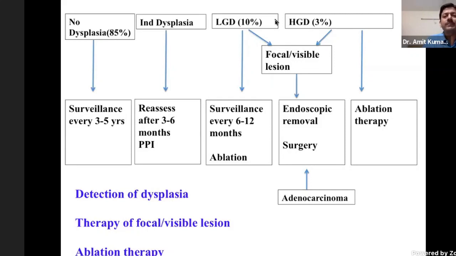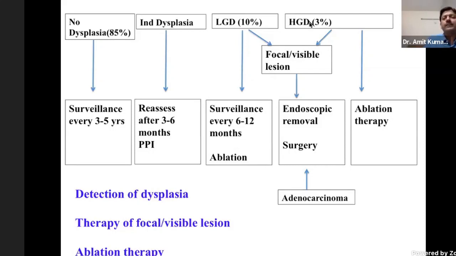Now, in patients who have dysplasia, which can be low grade or high grade, there are two things. One is whether there is a focal visible lesion, and then management of the rest of the mucosa. If there is a focal or visible lesion, like a depressed lesion or nodule, then that has to be removed endoscopically. After you remove the focal lesion, then you have to manage the rest of the mucosa. If it is low-grade dysplasia, you have the option of doing surveillance, but more recently, meta-analysis has shown that ablation has better outcome than surveillance. So even for low-grade dysplasia, now there is a trend towards offering ablation therapy.